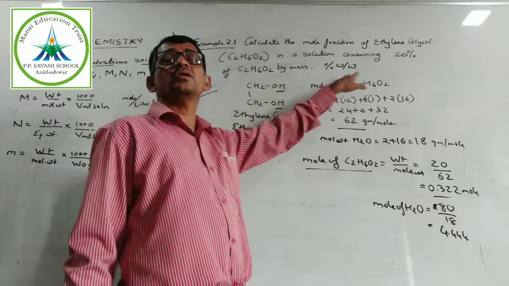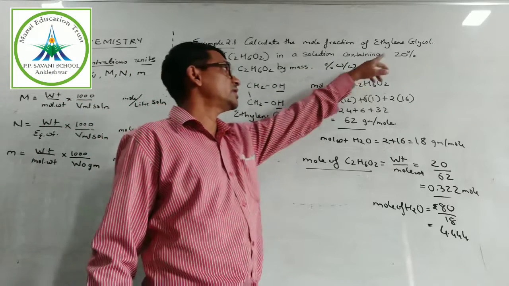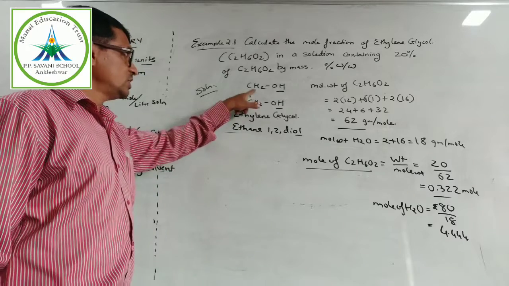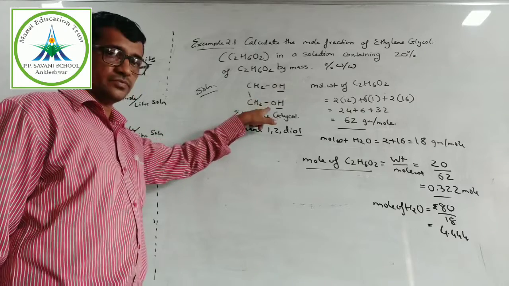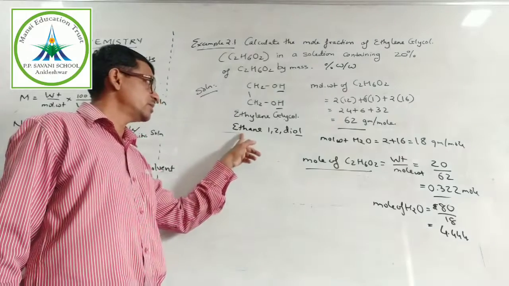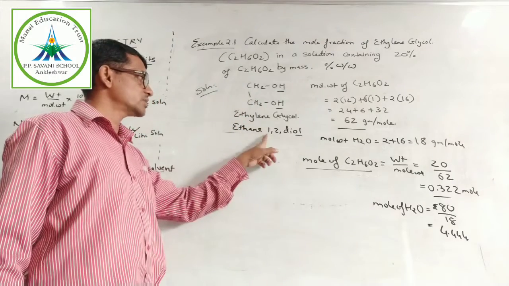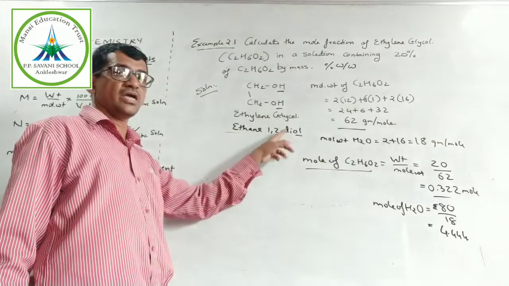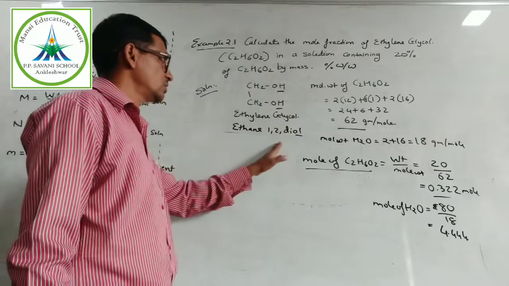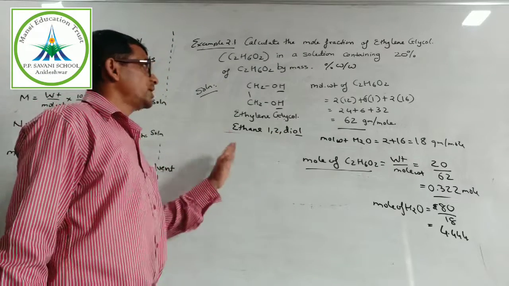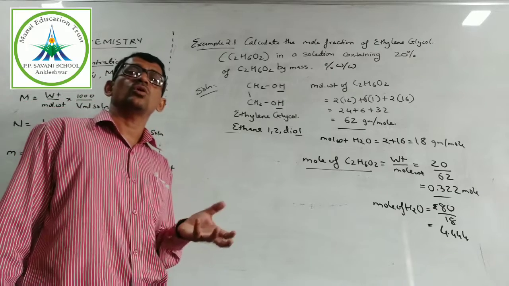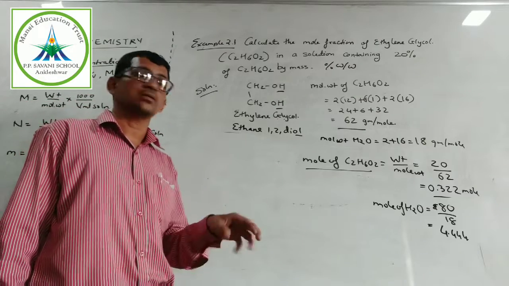By mass means what? It is given in percentage weight. It is 20. Ethylene glycol, CH2OH, CH2OH. Its IUPAC name is ethane-1,2-diol. First carbon, second carbon, and diol means what? It is alcohol, two alcohol groups. For finding mole fraction, we require the moles of each component, moles of solute and moles of solvent.